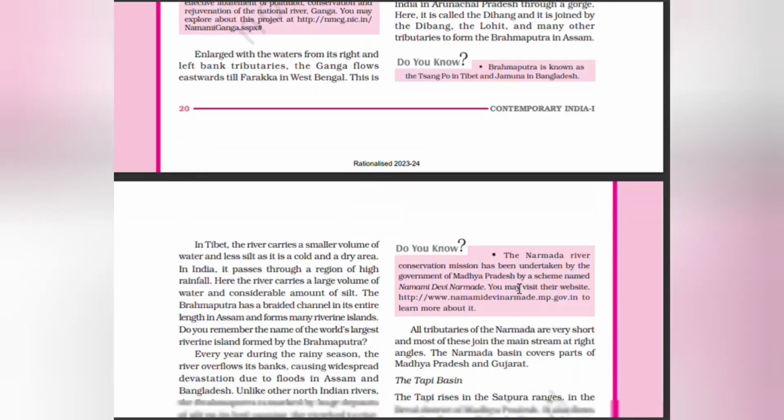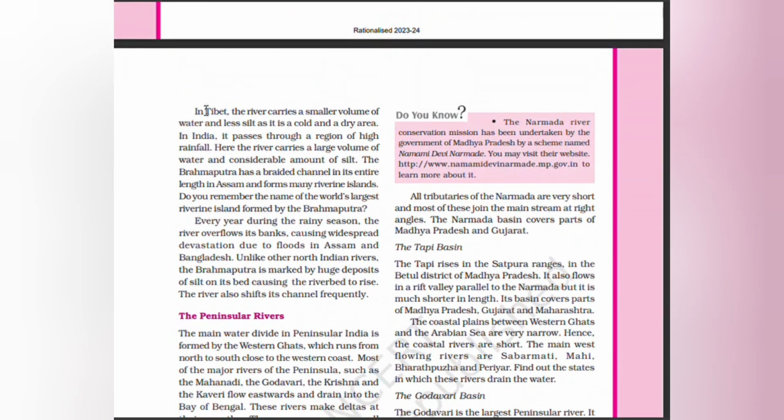the Brahmaputra in Assam. In Tibet, the river carries a smaller volume of water and less silt as it is a cold and dry area. In India, it passes through a region of high rainfall. Here, the river carries a large volume of water and a considerable amount of silt. The Brahmaputra has braided channels in its entire length in Assam and forms many riverine islands. Do you remember the name of the world's largest riverine island formed by the Brahmaputra?